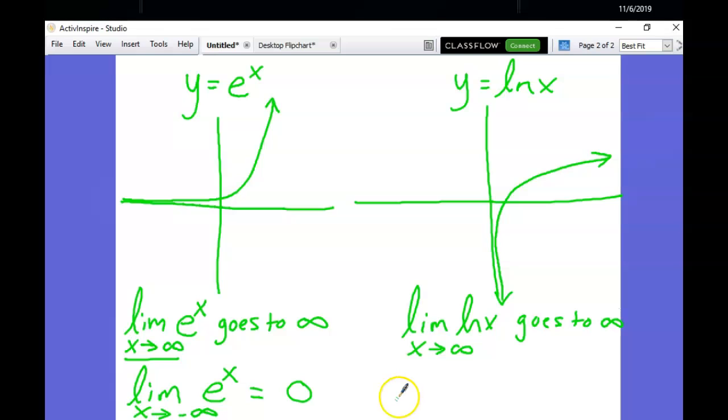Now, we can't say what's the limit of ln of x as x approaches negative infinity, because x can't approach negative infinity. It has a vertical asymptote. It's impossible for it to cross that line. But what it can approach is 0 from the right. So you might see this sometimes with a 0 with a plus. And in that case, as I approach 0 from the right, it drops down into negative infinity. So we'll say goes to negative infinity.